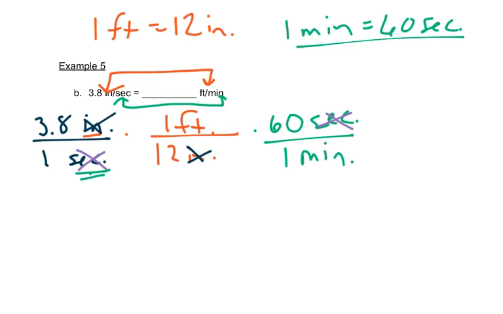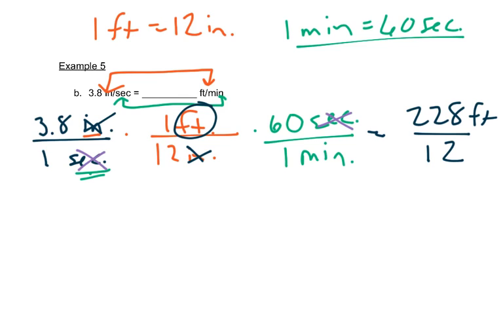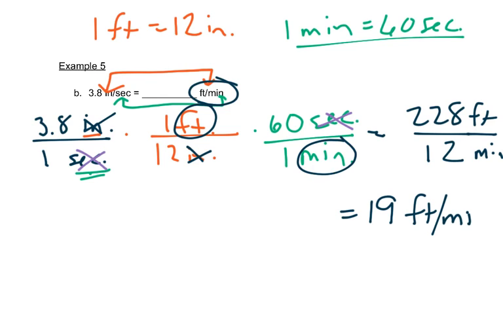And then we multiply straight across. 3.8 times 1 times 60. And we get 228. 1 times 12 times 1 is 12. We'll have feet on the top and minutes on the bottom. That's good. That's what we want, feet over minutes. So we'll take 228 and we'll divide by 12, and we get 19 feet per minute. And that will be our last example for this lesson.